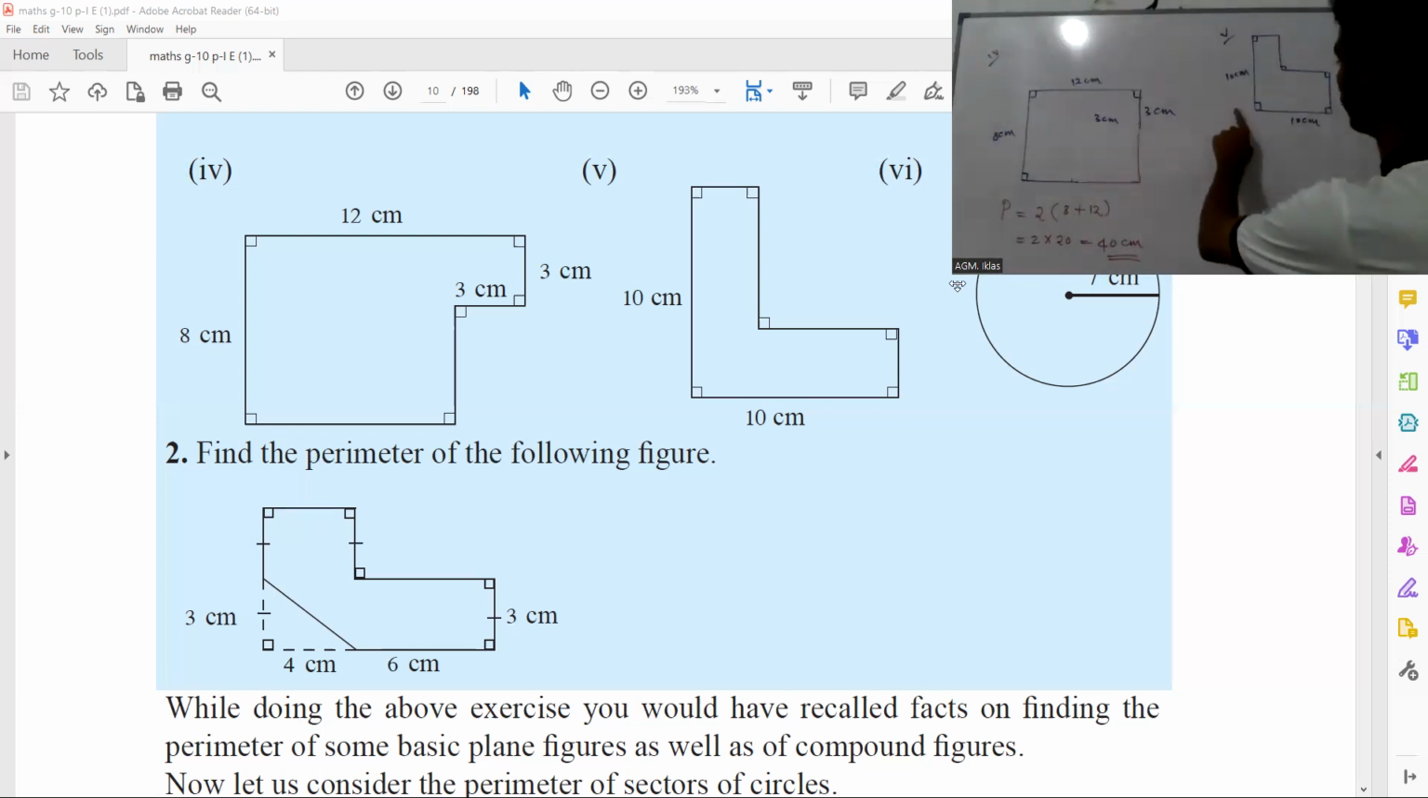And this is also the same as the previous question. So I am bringing this side here, and this side here.